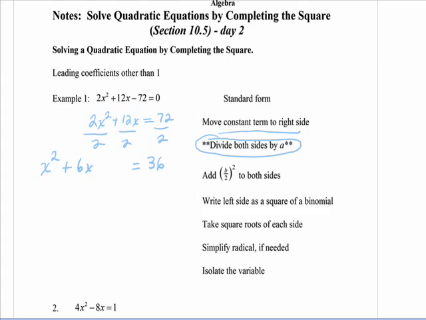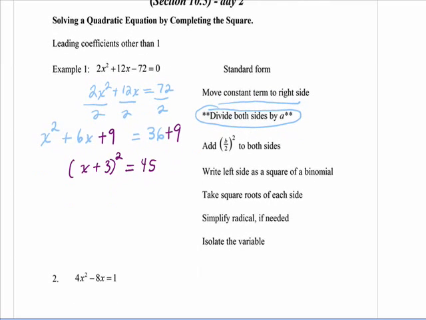All right. Now we're going to repeat. It's just like yesterday. What's our b over 2 value? 6 over 2 is 3. Squared is 9. Add that to each side. Now write the left side as a square of a binomial. Add up the right side. Now that we have it as a squared quantity, take the root of each side. Who can simplify square root 45 for me? Kevin? Perfect. Thank you. Isolate the variable. Subtract 3 from each side.